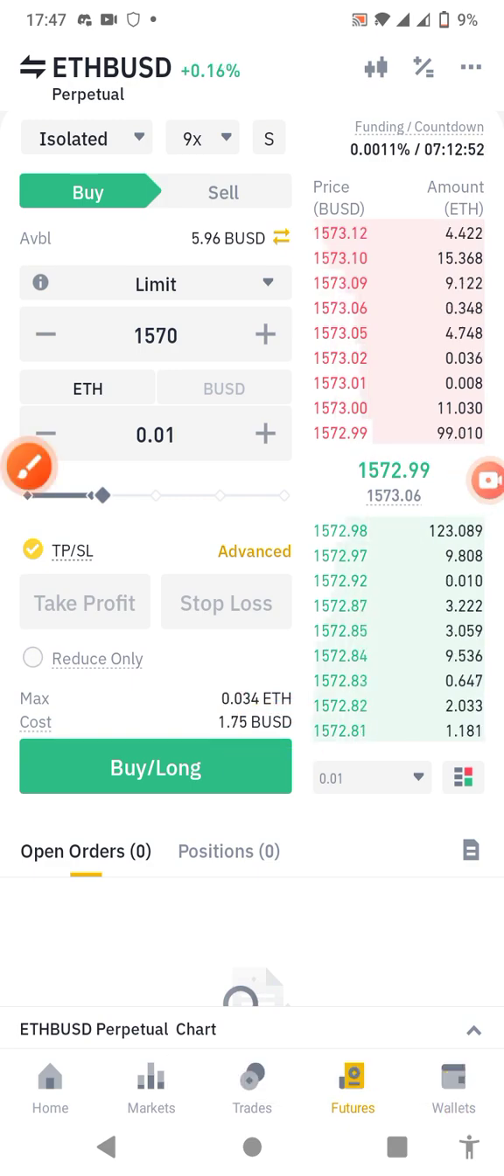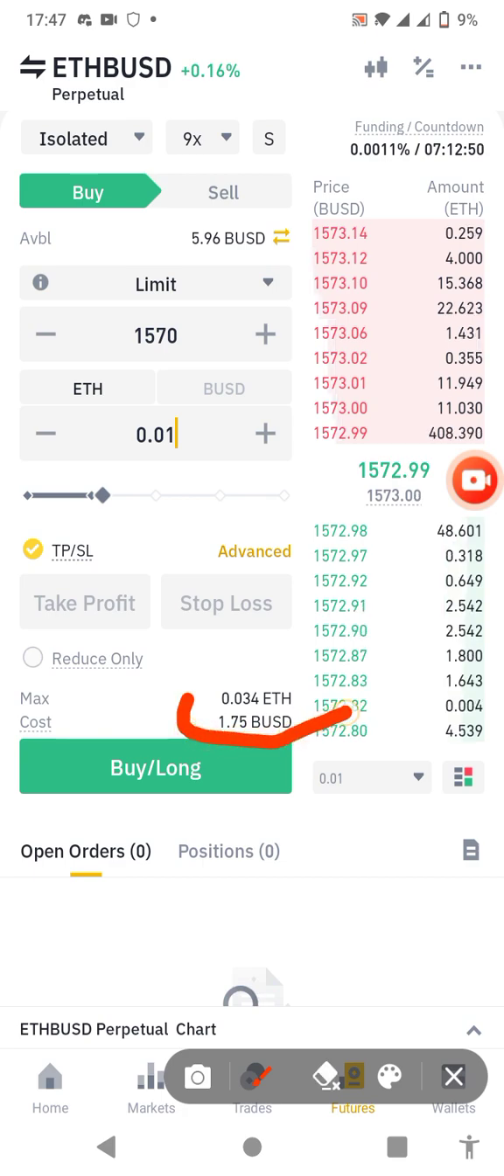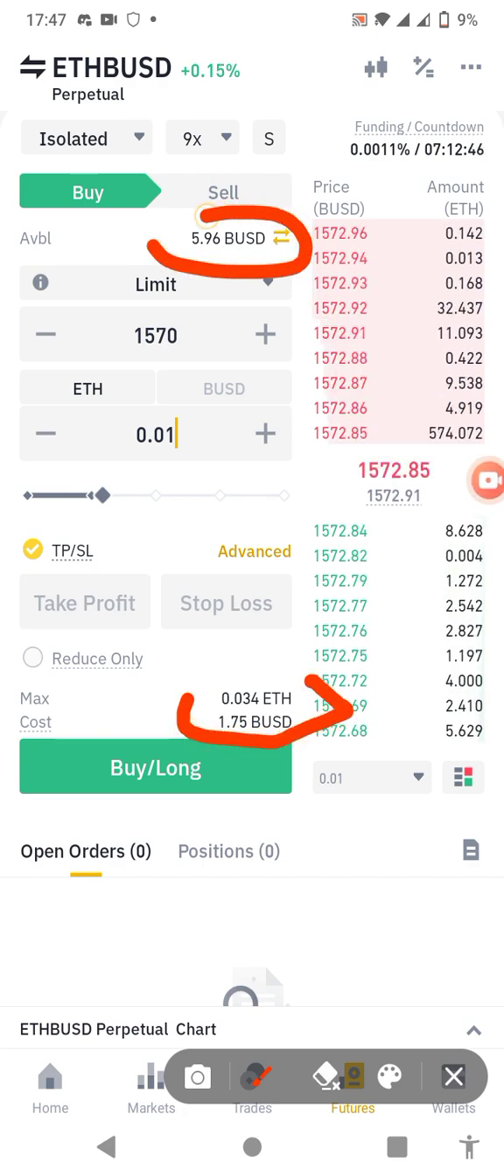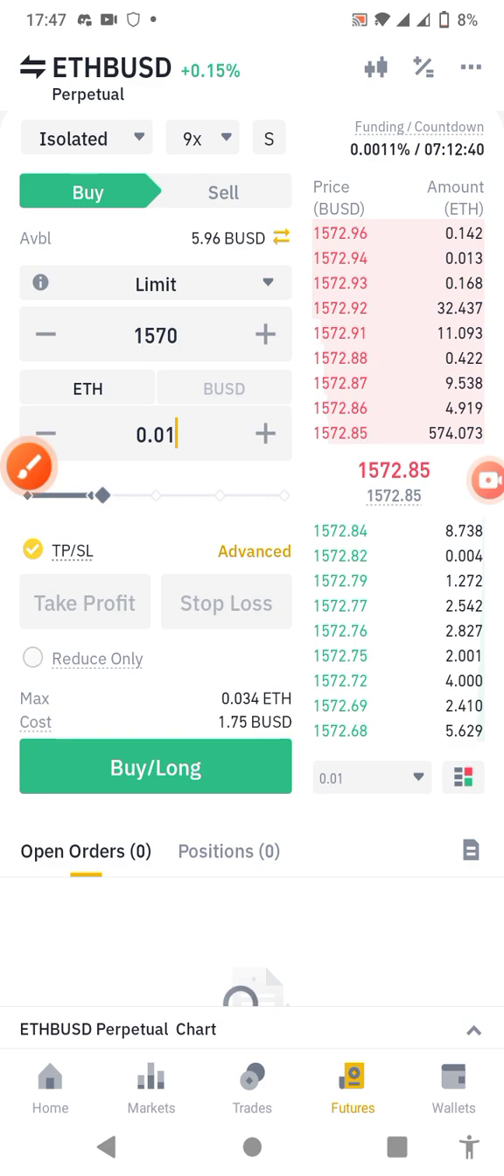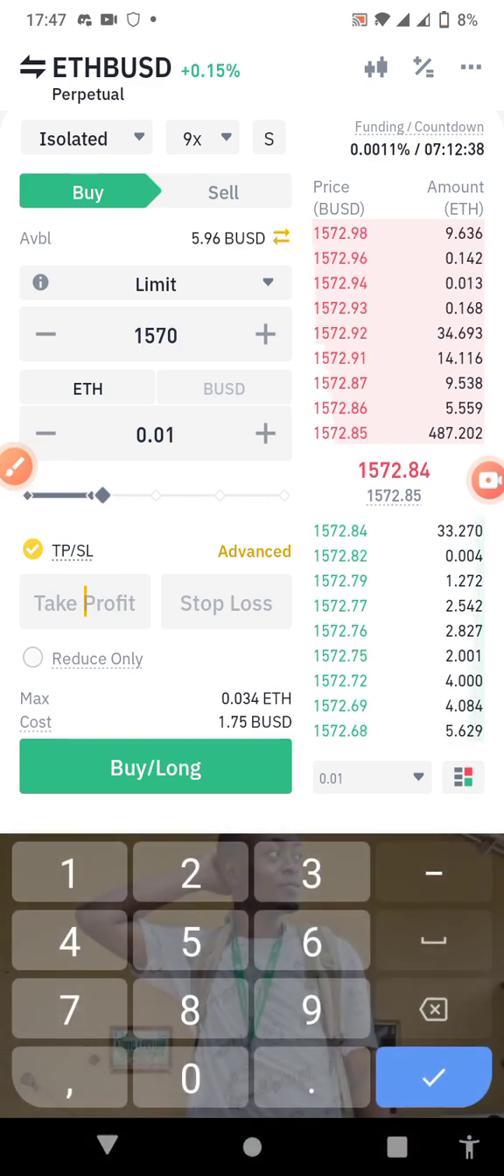Out of my total balance. Please make sure you don't use all your total balance at once. No matter how sure the trade may be, don't be greedy, or you will be wiped out. Now, that is it. So now let's assume that, based on my analysis, I've taken the trade.